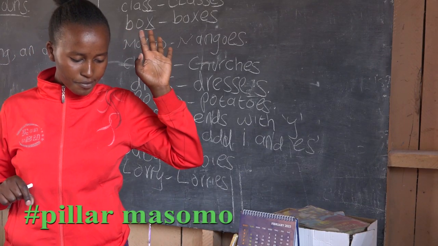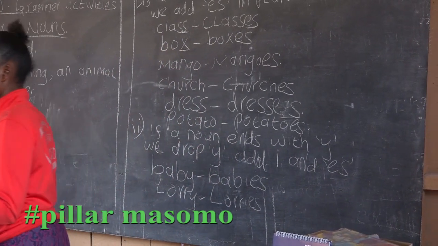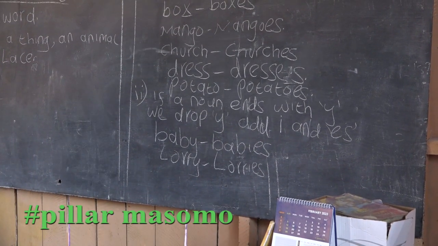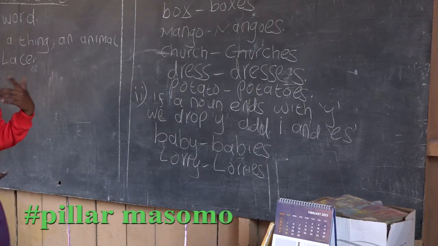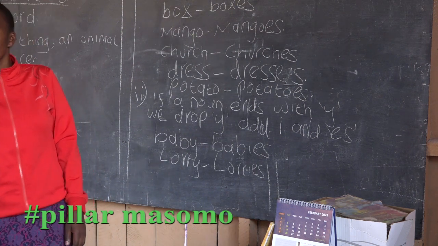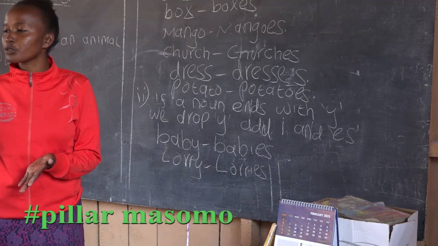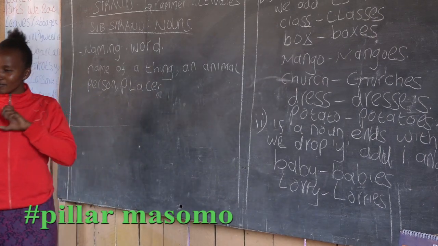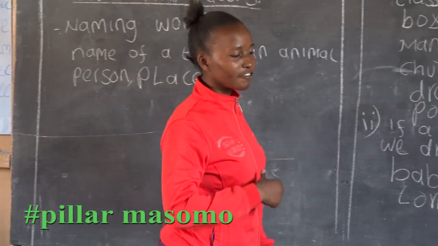Somebody. What is the plural of the word family? Families. So the other ones, you will look for them by yourself. That is your homework. You will go and look for the ones that end with Y, and then you write their plural. And I mean the naming ones, nouns. Not verbs, not the doing ones, okay? So the rest you'll go and find for yourself.